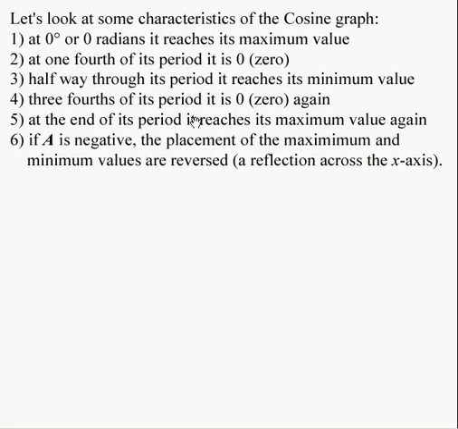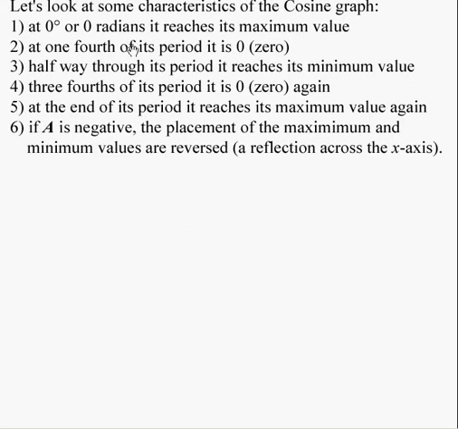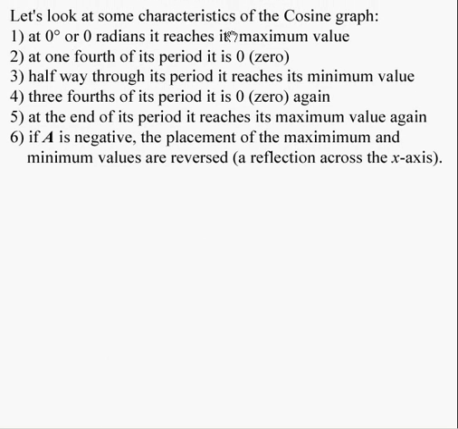Let's look at some generalizations of the cosine graph. At the beginning of its period, or 0 degrees, it starts at a maximum. 1/4 of the way through, it hits 0. Halfway through, it's its minimum. 3/4 of the way through, it's 0. And at the end of the period, it's its maximum again. If that coefficient a is negative, then the maximums become minimums. The minimums become maximums as we reflect it across the x-axis.